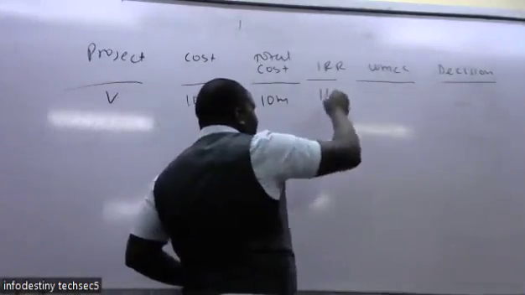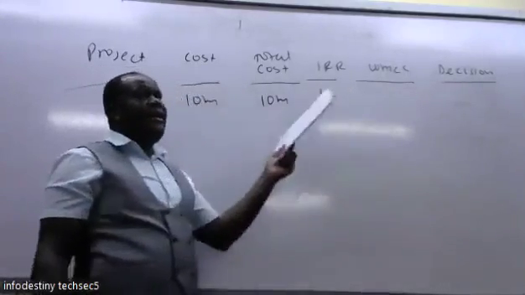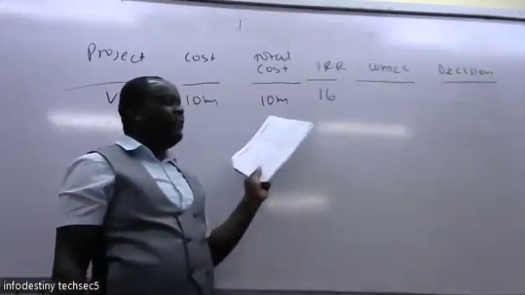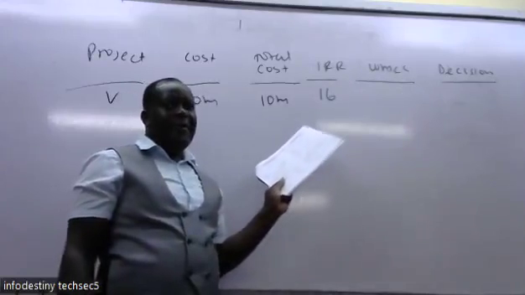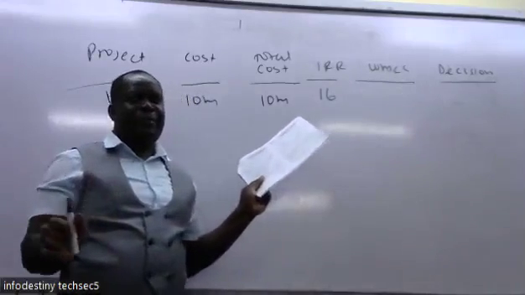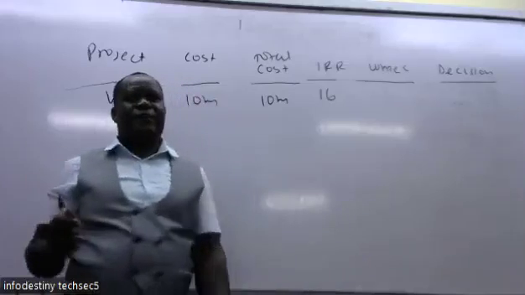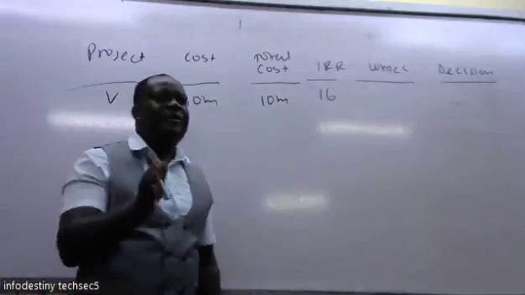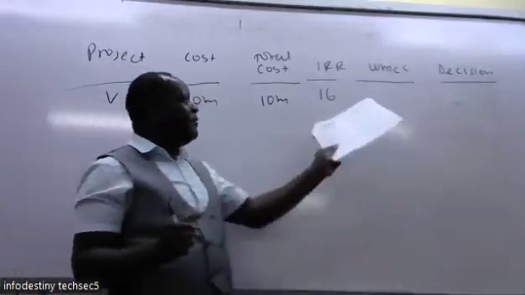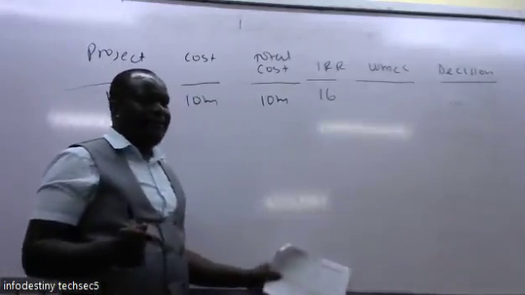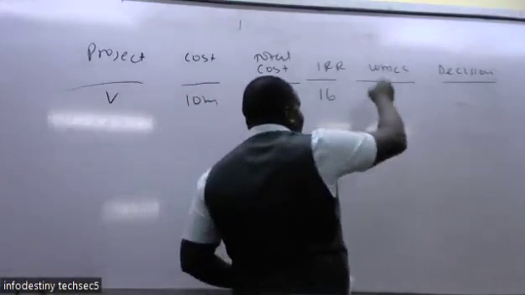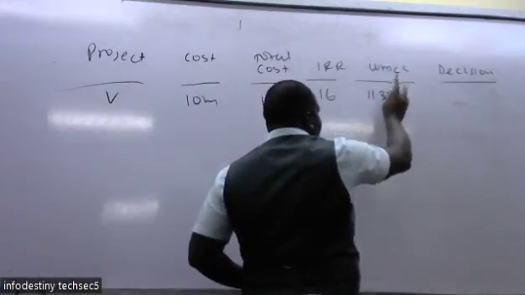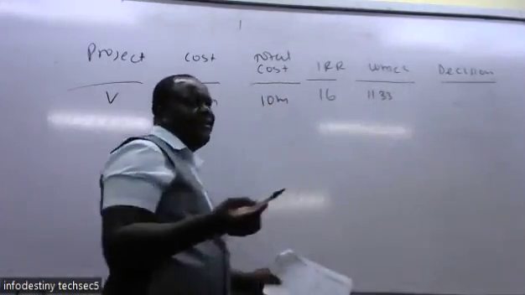IRR is 16. So to identify WMCC, we use this total cost. So it is 10 million. Go back to the previous part: 10 million is between 0 and 40. So between 0 and 40, what was the WMCC? 11.332. We can just have it as 11.33.